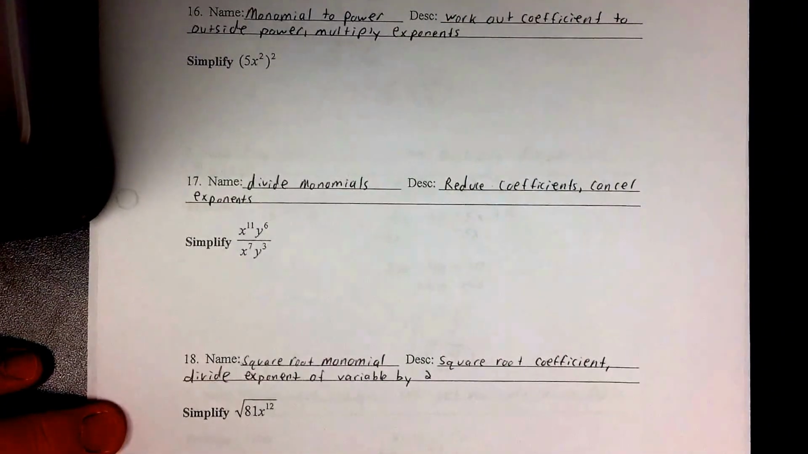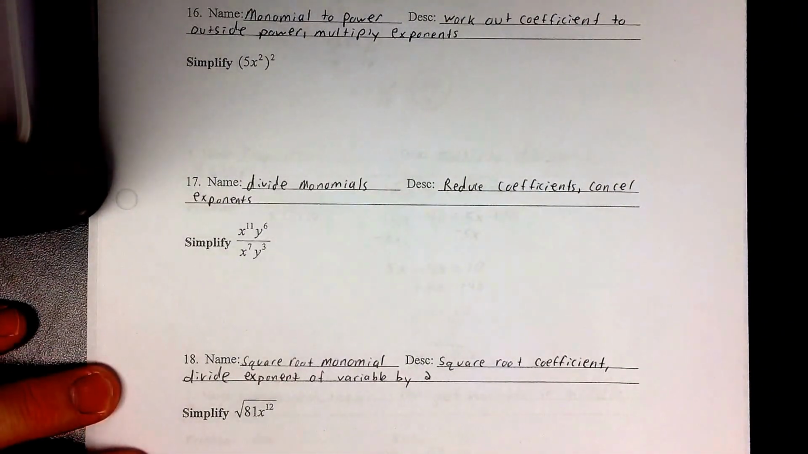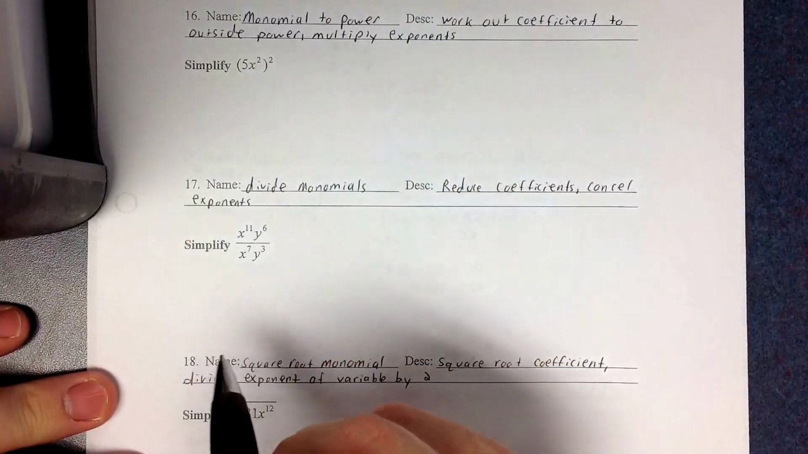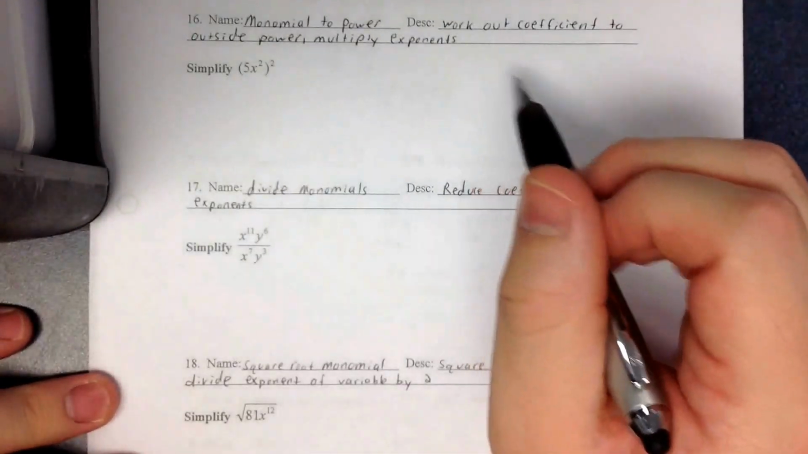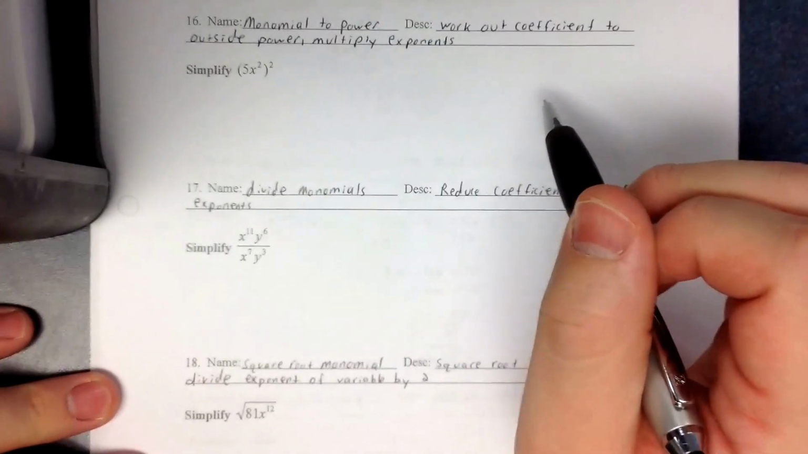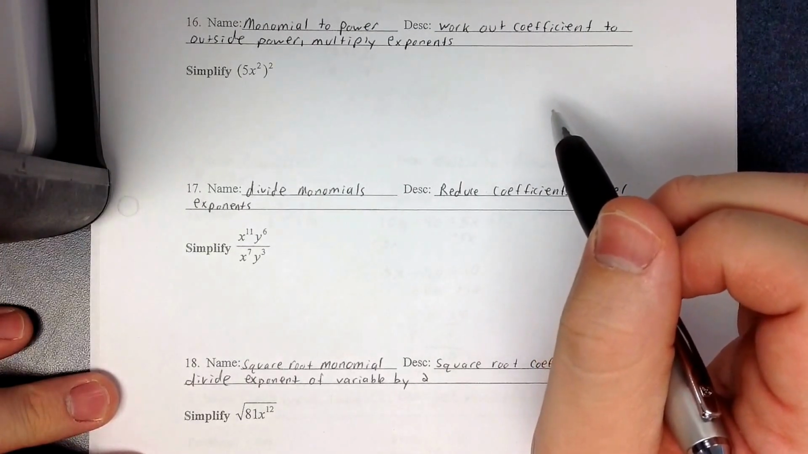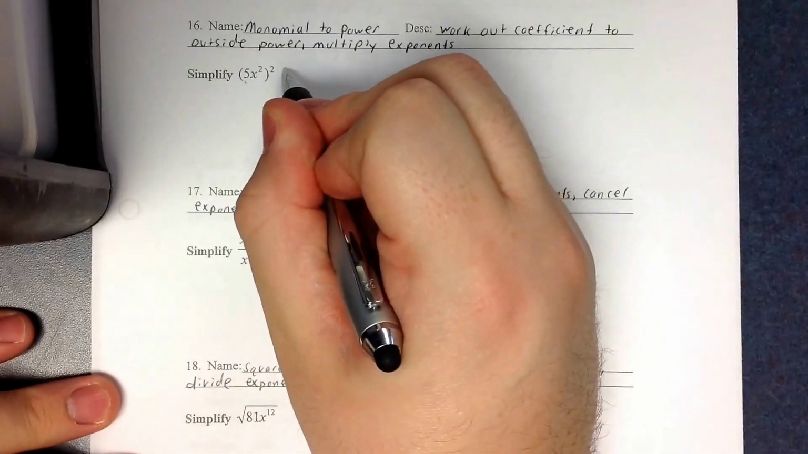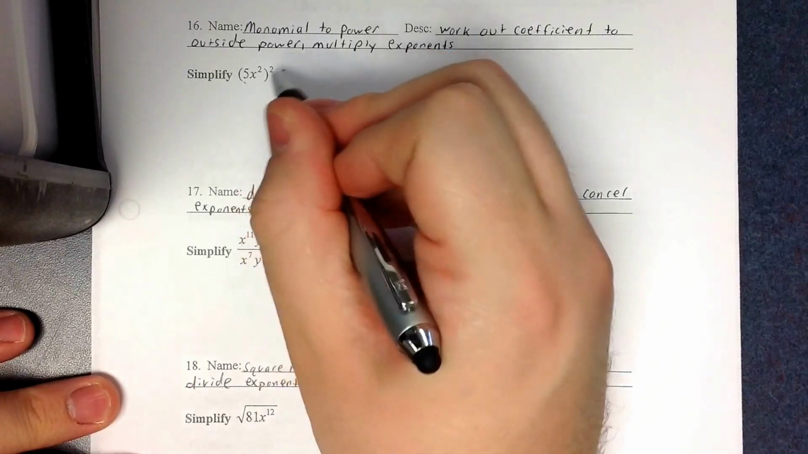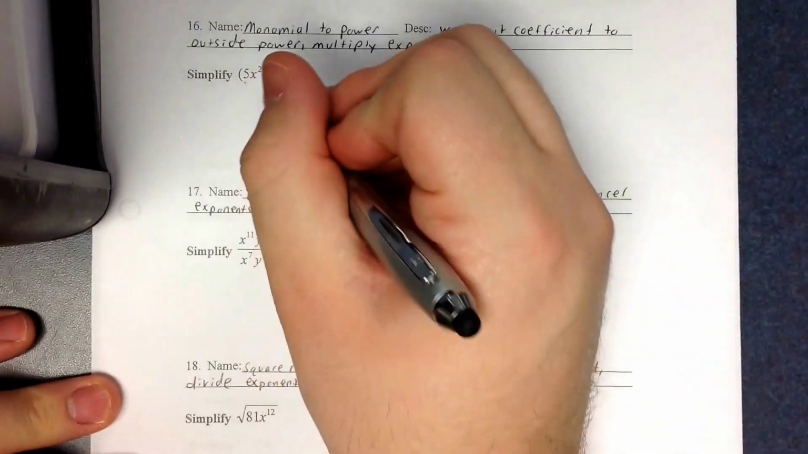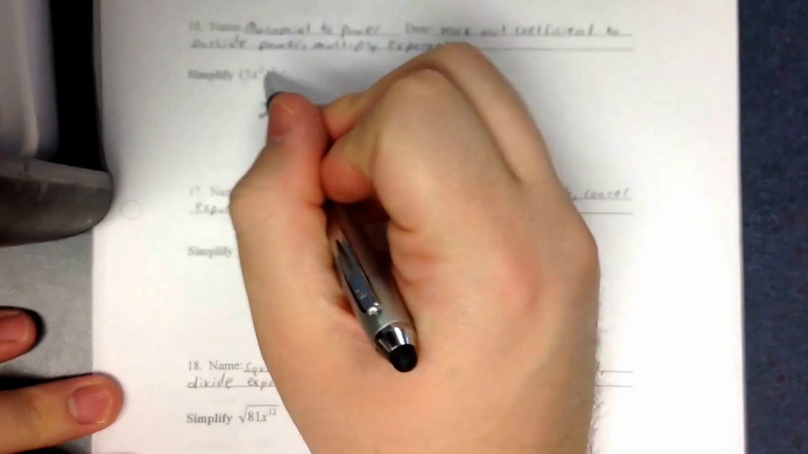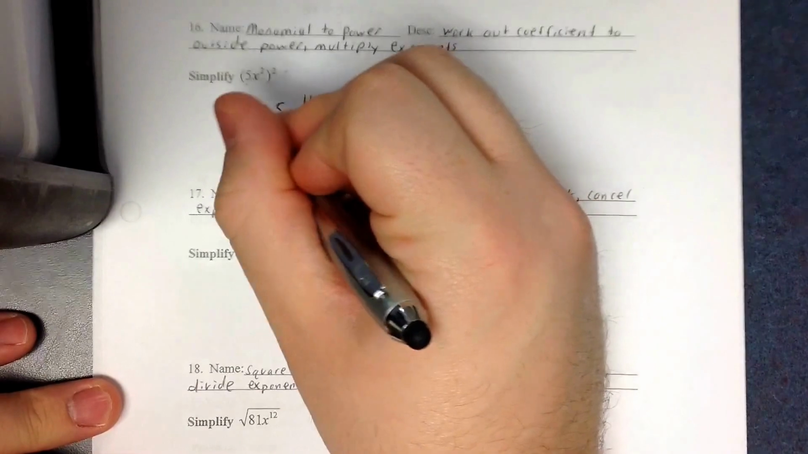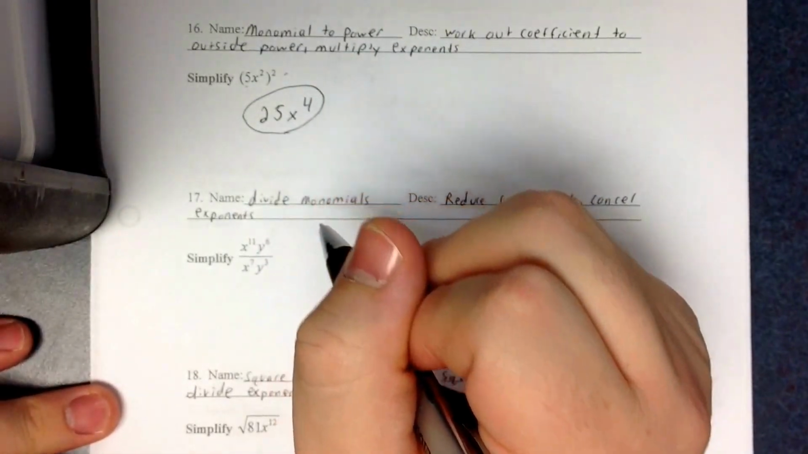16 says simplify 5x squared in the parentheses to the second power. So we're taking a monomial to a power on the outside. The description is to work out the coefficient to the outside power and then multiply the exponents. So the coefficient is 5, and if I take that to the outside power, which is 2, 5 squared means 5 times 5, so it'd be 25. And then we multiply the exponent, so 2 times 2 is 4. So I get 25x to the fourth.